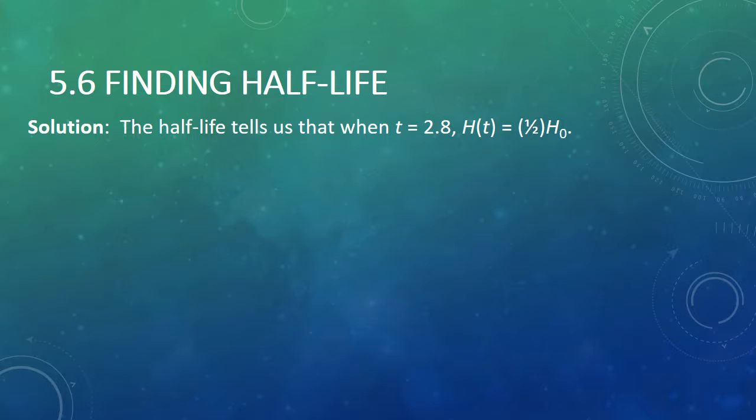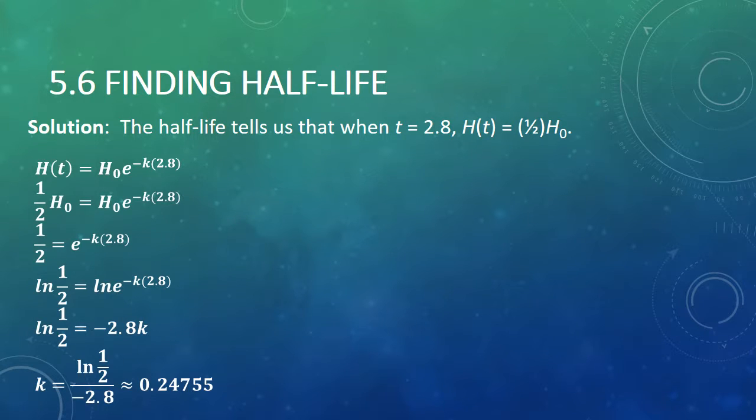Okay, for our solution, the half-life tells us that when time equals 2.8 hours, then the number of hits remaining is 1/2 what we started with. So we're going to fit that into the equation. So h of t equals h sub 0 e to the negative k times 2.8. H of t is 1/2 h sub 0. That means that the h sub 0's are going to cancel.